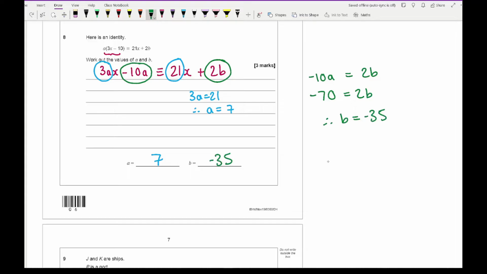And where I'd get the marks for this particular question is, again, just doing any form of working out. So these would each get you 1 mark and then 1 mark for comparing or showing some evidence on the coefficients.